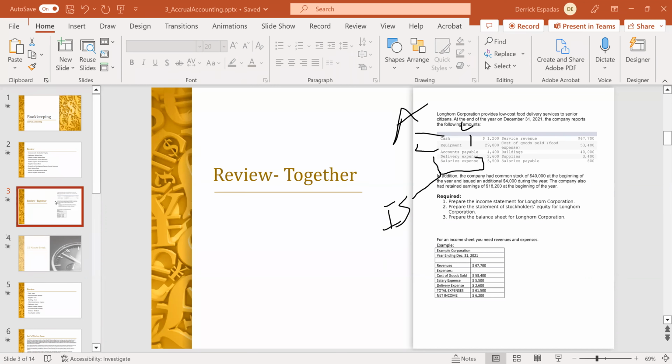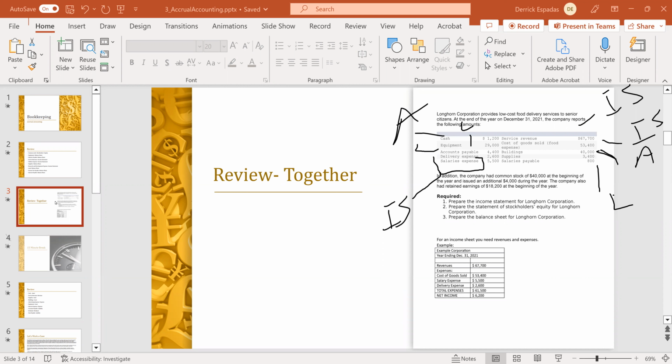All right. So service revenue, that's money in. That's going to be our income statement. Cost of goods sold. So that is a portion on our income statement. Buildings, that's an asset. Supplies, that's an asset. Salaries payable, that's a liability. And assets and liabilities go on our stockholders' equity. Oh, why did I say that? Go on our balance sheet. Okay. Do not put those on the stockholders' equity. That is bad. Okay.